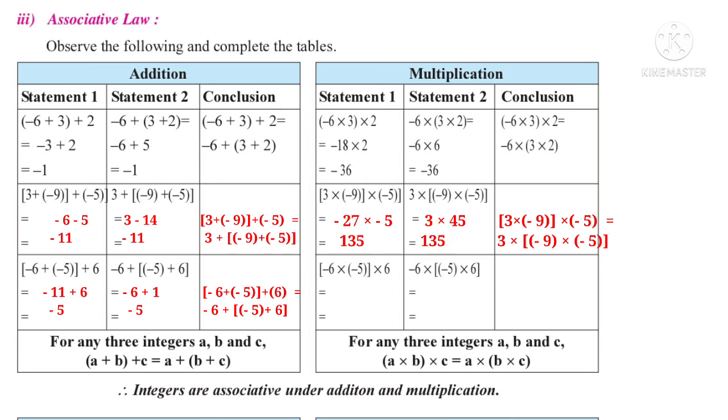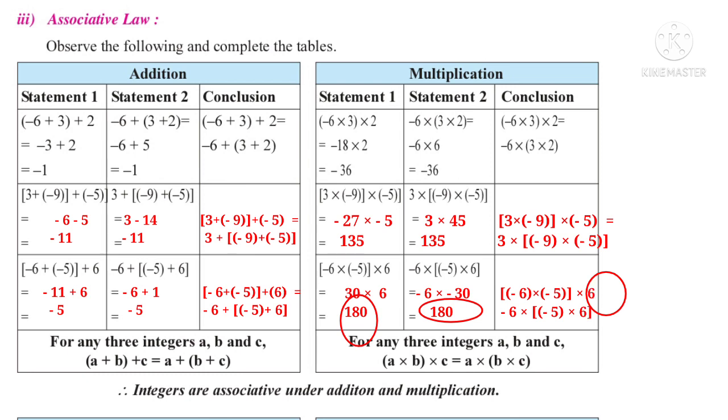Now in third example, statement 1, minus 6 into minus 5 is 30, into 6 is 180. In statement 2, minus 5 into 6 is minus 30, minus 6 into minus 30 is 180. Both are equal. So in conclusion we can say that (minus 6 into minus 5) into 6 is equal to minus 6 into (minus 5 into 6).